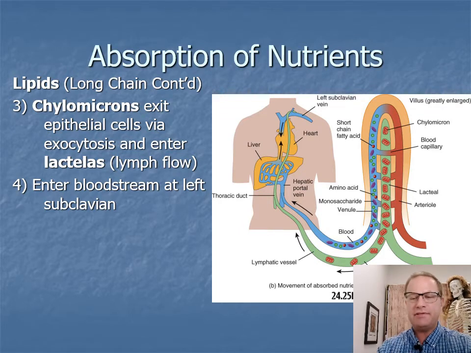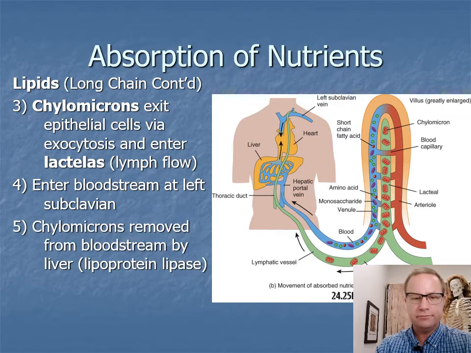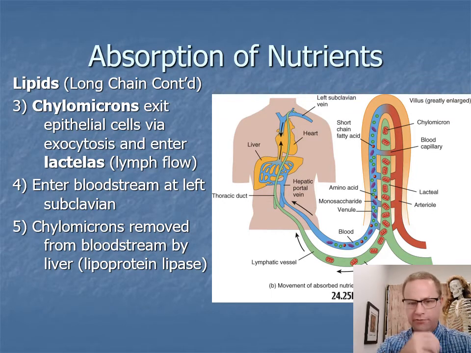And once that happens, that lymphatic fluid gets dumped back into the left subclavian vein, and then it travels eventually to the liver or other parts of the body. Okay. Wherever these chylomicrons end up, oftentimes it's going to be in the liver. The chylomicrons themselves are removed by something called lipoprotein lipase, and it basically pulls those lipids out of the lipoproteins.